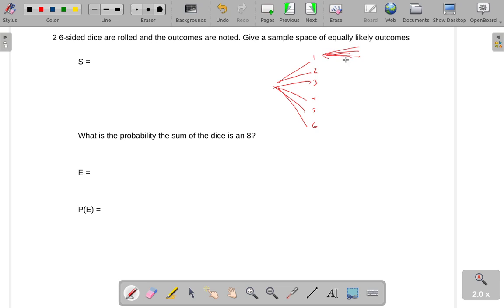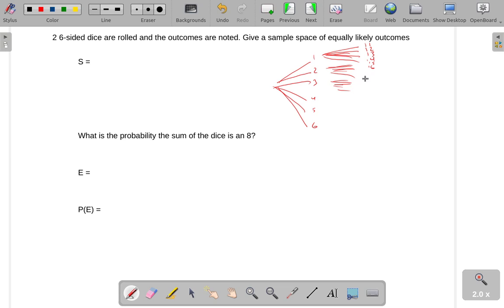1, 2, 3, 4, 5, 6. And so each of these would be, this first outcome would be getting a 1, then a 1, or then a 1, then a 2, or getting a 1 and a 3, a 1 and a 4, 1 and a 5, 1 and a 6, and so on. You could go through all the different outcomes like this. But it's 36 different outcomes. 6 times 6, there's 36 different outcomes here.